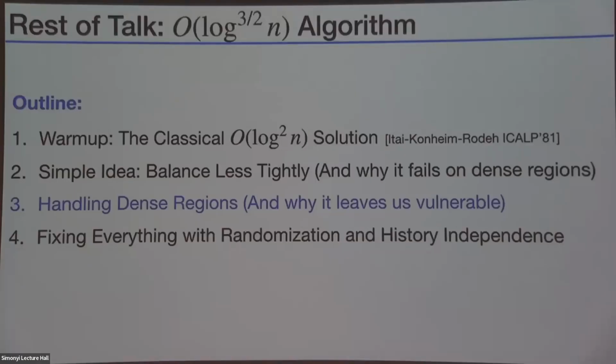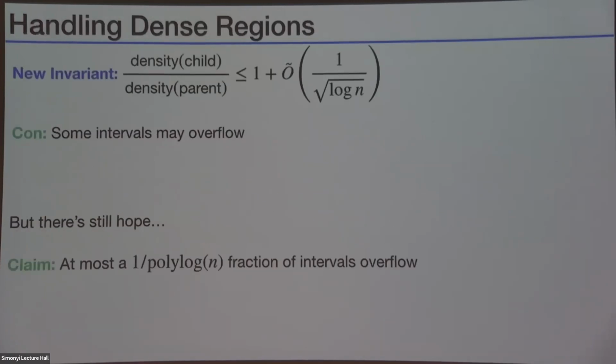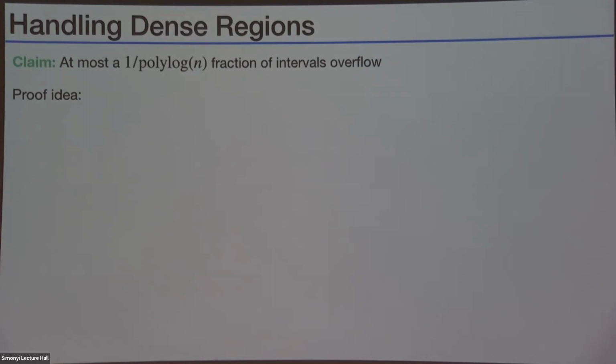That's where the second idea comes in, which is that we need to have a way of handling dense regions, that is regions that are at risk of overflowing. What I first want to claim with these dense regions is that there's not too many of them, and that's going to help us in the future. So yes, while we do experience overflow, not too many intervals overflow. In particular, I'm claiming that at most a 1 over polylog n fraction of the intervals experience this overflow. Now let me convince you of this point.